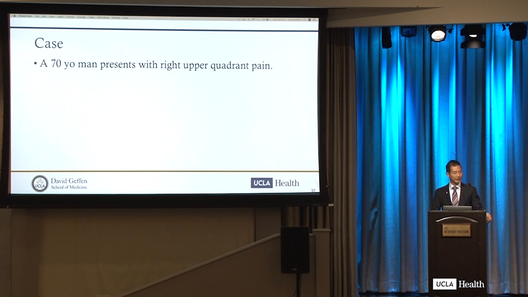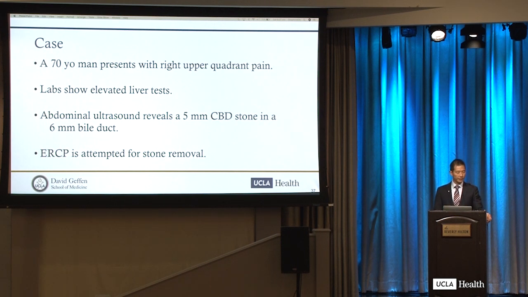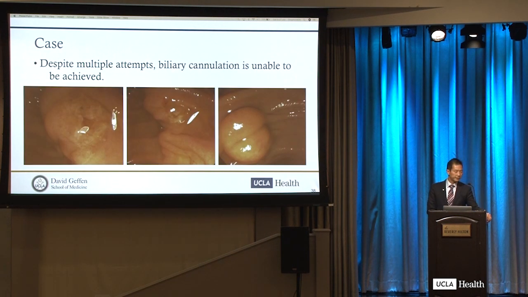A 70-year-old man presents with right upper quadrant pain. His labs show elevated liver tests. Abdominal ultrasound reveals a 5mm CBD stone and a 6mm bile duct. ERCP is attempted for stone removal. Despite multiple attempts, biliary cannulation is unable to be achieved. And here's a picture of the ampulla.